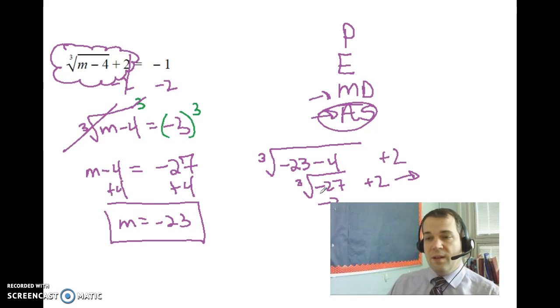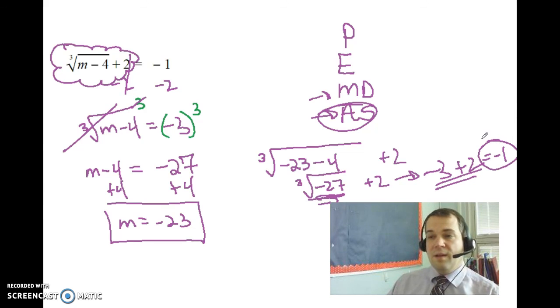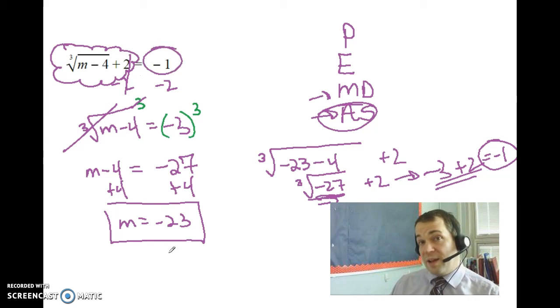Well, I'll do it over here. This ends up being negative 3 plus 2. These guys combine to make negative 1. That's what I was hoping to get. So this is our answer. It's correct. Life is good.